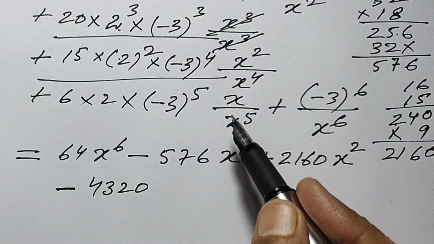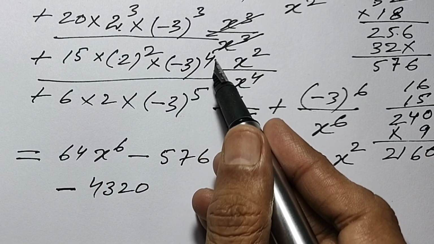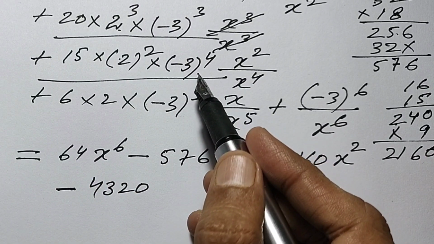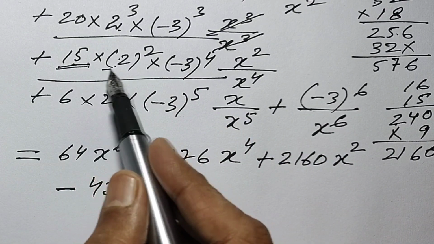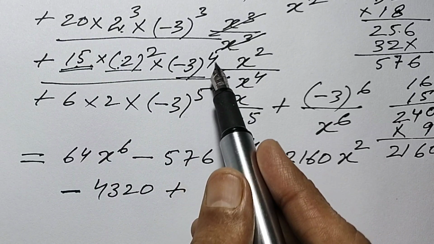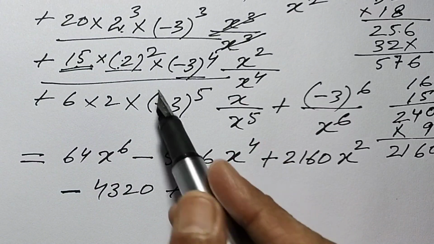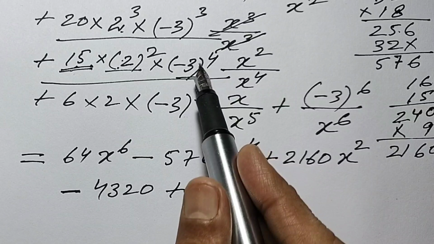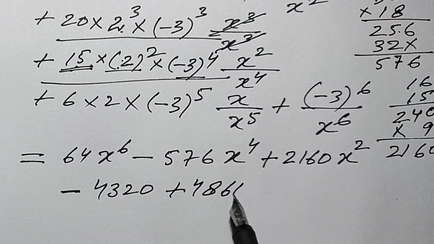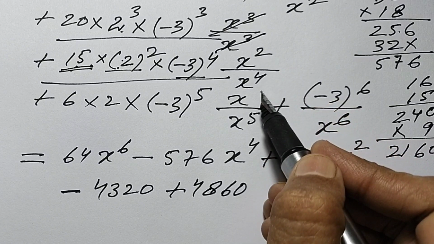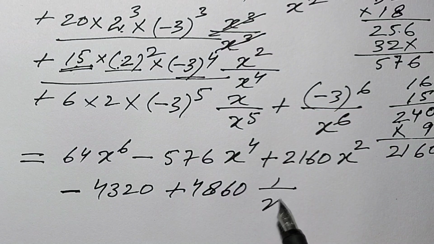Now talk about this one. The exponent of a negative integer is even, so its result is positive, so next term will be positive. Then we have to multiply 15 and 2 square, that is 4, and 3 raised to the power 4, that is 81. So first we multiply these three numbers, so we have 4860. 2 powers are reduced from the denominator, so we have 1 upon x square.